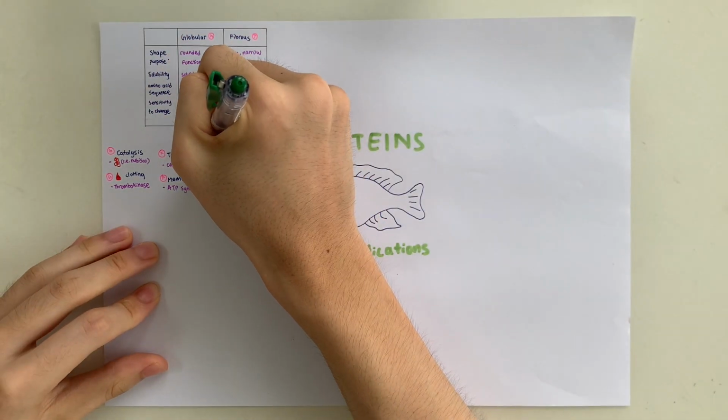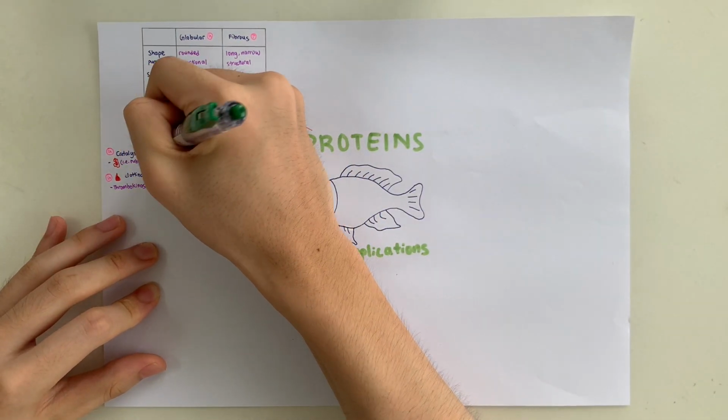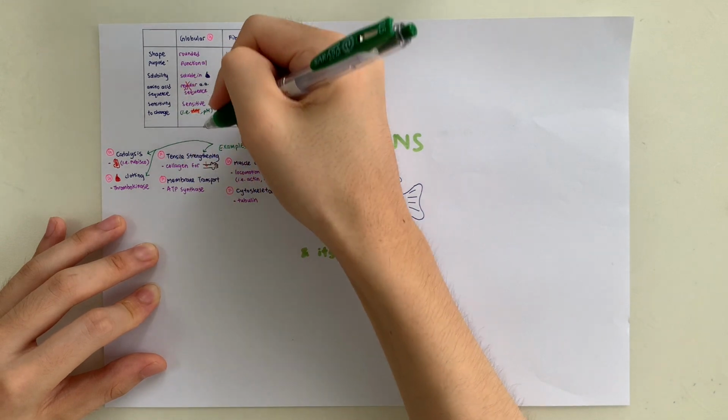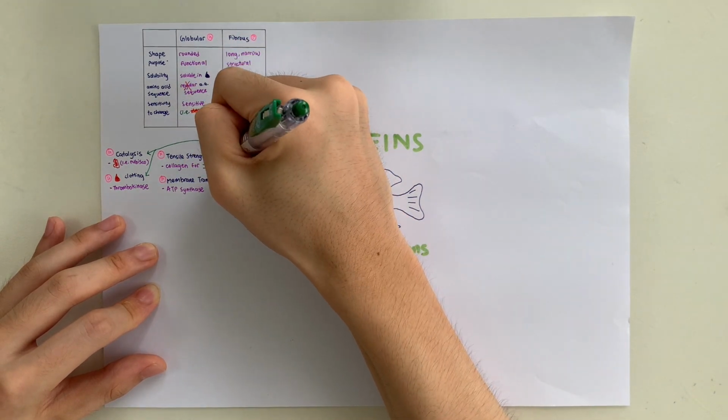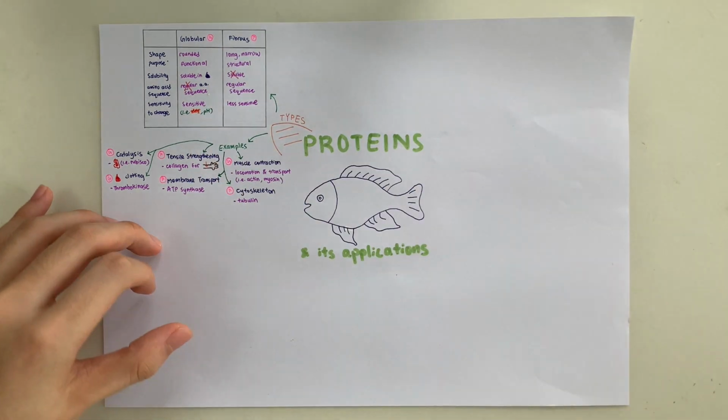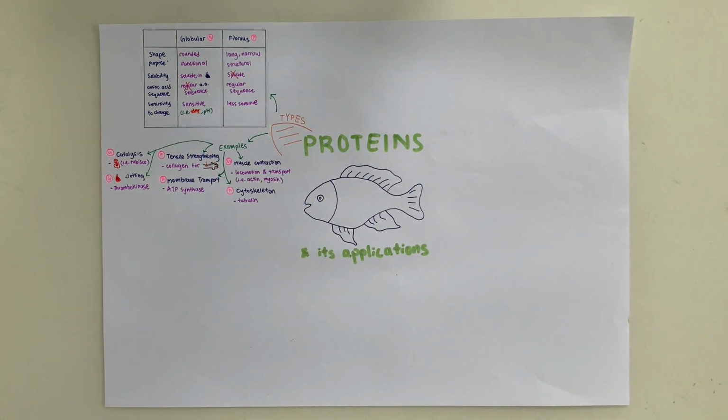These are just some examples of globular and fibrous proteins and their functions. You'll come across various proteins across the biology syllabus, so it will be useful to be able to differentiate fibrous and globular proteins so that you'll be able to identify them when you see them. And it will also be helpful to memorize some examples as well.